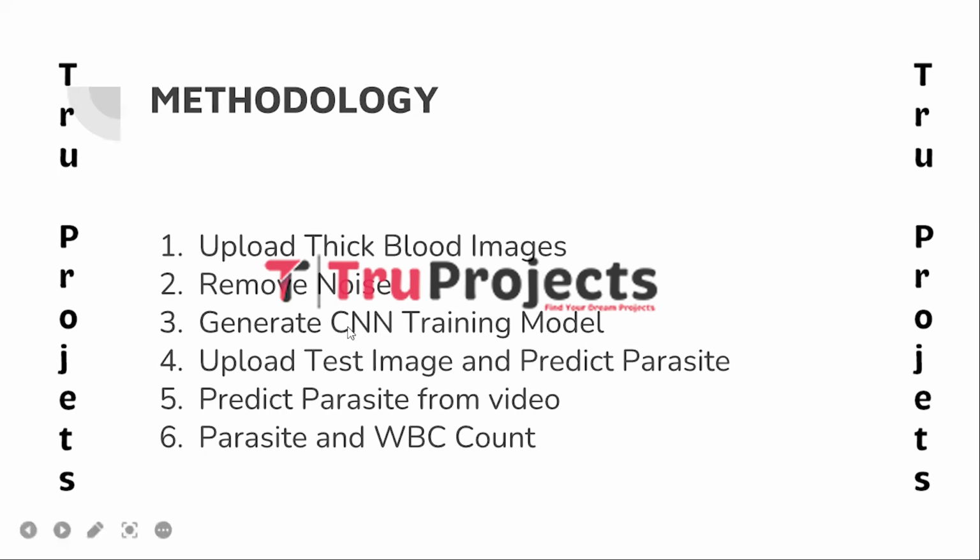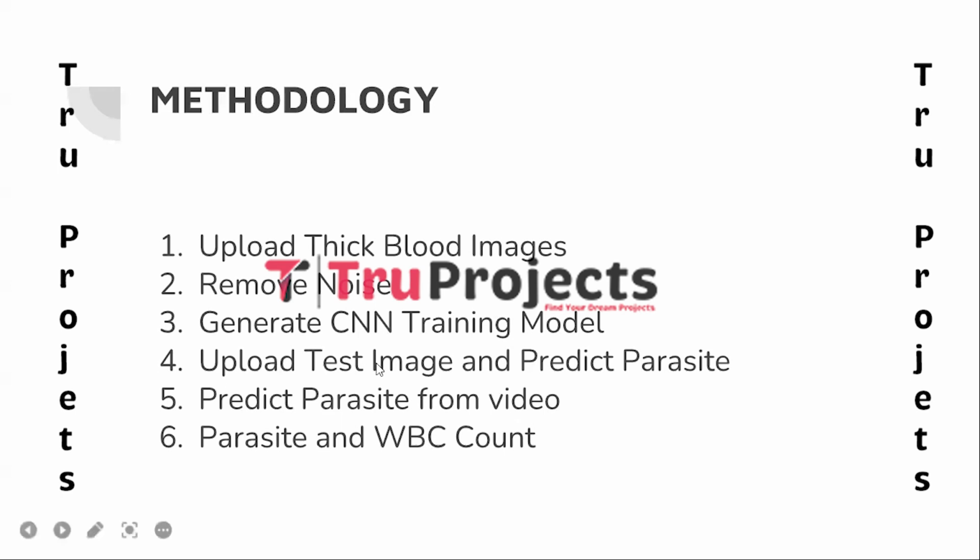And the third module is generate CNN training model. Once the noise has been removed, a CNN training model is generated. This involves constructing a neural network architecture specifically designed for detecting the malaria parasite. The model is trained using the pre-processed thick blood smear images with the specific focus on distinguishing between the images that contain the parasite and those that do not. The training process involves optimizing the model's parameters to enhance its accuracy in identifying the malaria parasite.